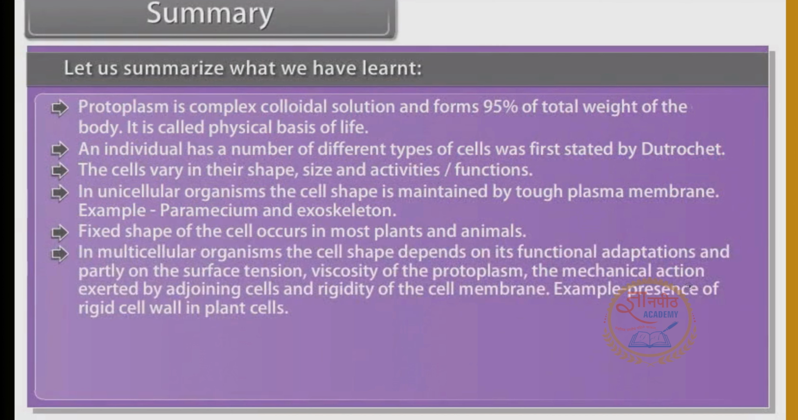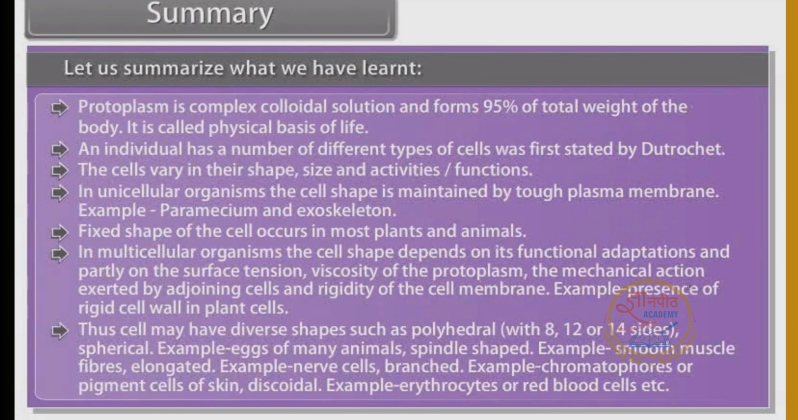In multicellular organisms, the cell shape depends on its functional adaptations and partly on the surface tension, viscosity of the protoplasm, the mechanical action exerted by adjoining cells, and rigidity of the cell membrane. Example, presence of rigid cell wall in plant cells.